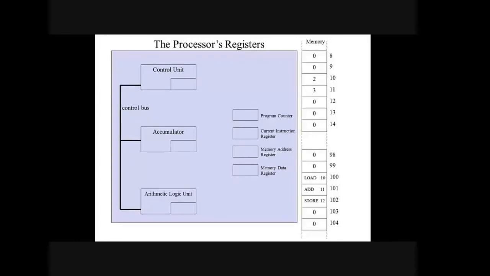Now I think we need to take a reality check at this stage. First of all, the accumulator is actually a register which is part of the arithmetic and logic unit. But for the purposes of this demonstration, we've separated them.